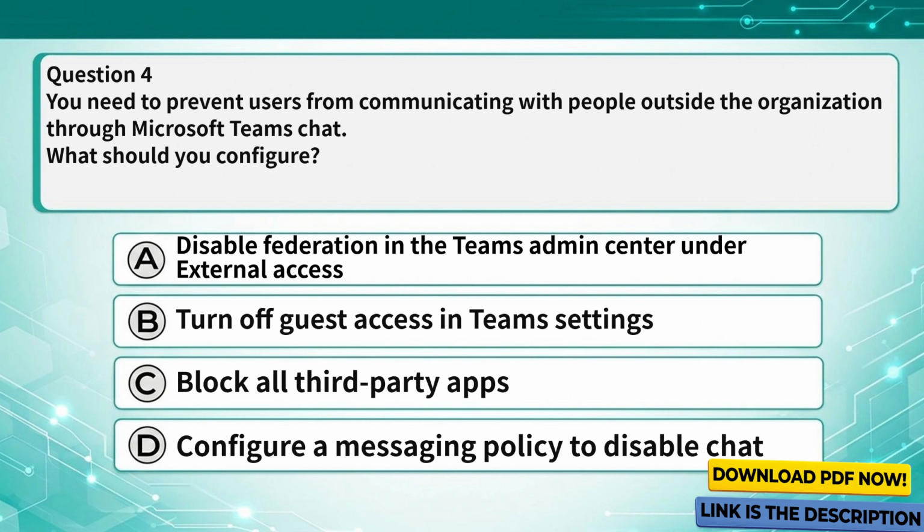Question 4. You need to prevent users from communicating with people outside the organization through Microsoft Teams chat. What should you configure? A. Disable federation in the Teams Admin Center under external access. B. Turn off guest access in Teams settings. C. Block all third-party apps. D. Configure a messaging policy to disable chat.